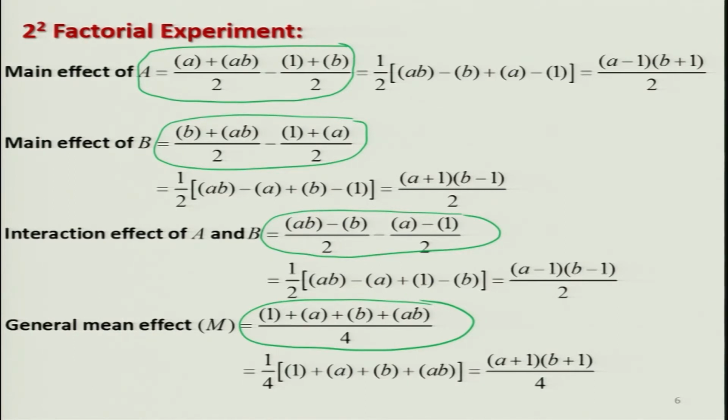So now, you have to understand here that there are two types of things. One, the quantity in the numerator, and the other, the quantity in the denominator. When we are considering the main effect of A, B and the interaction effect of AB, then we have the denominator here only 2. You can see here.